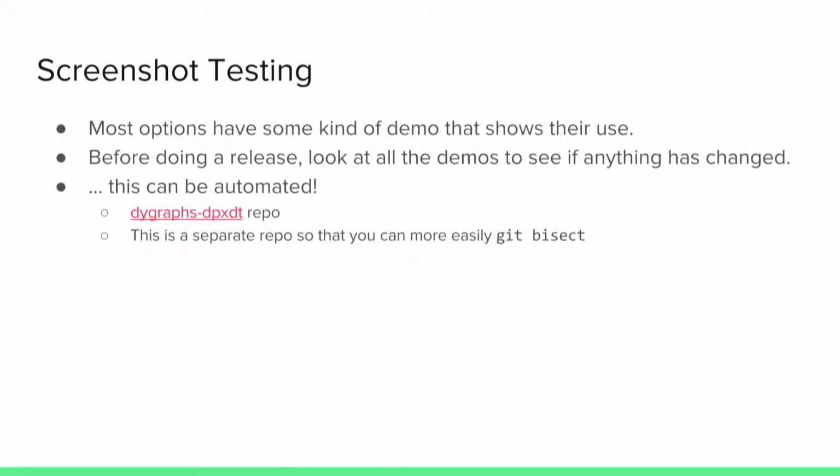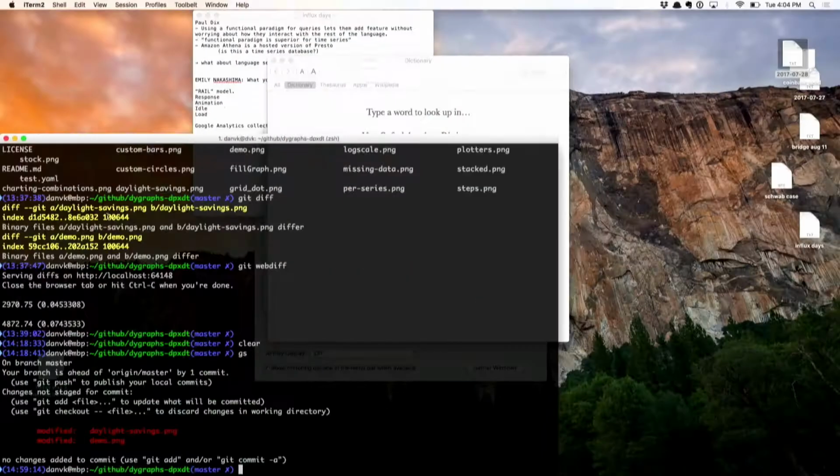So this is another sort of hack that I discovered: screenshot testing. I'm sure some people here have done this as well. There are unit tests for Dygraphs, and we run those every time someone merges a PR. But when you want to do a release, generally what I would find myself doing is looking at all the demos and trying to see if they'd actually changed between the old version and the new version. And it turns out you can actually automate that. So let me just show you guys what that looks like.